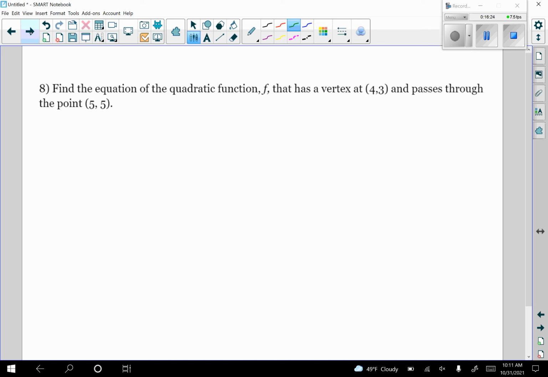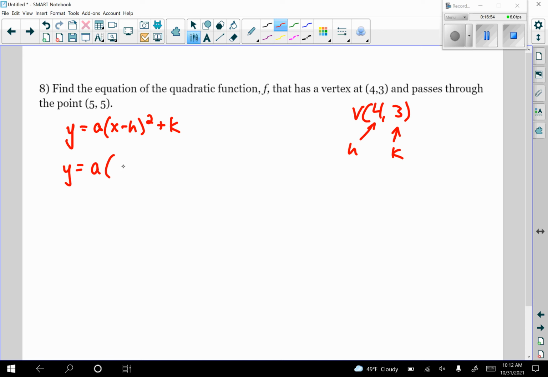All right, number 8, we practiced a question like this in class on Wednesday. We want to find the equation of the quadratic function f that has a vertex at (4, 3) and passes through the point (5, 5). So again, vertex form is going to help us here. This is how we want to end up writing our equation: y equals a times the quantity x minus h squared plus k. Our vertex is (4, 3), so this is h, this is k. So we're going to get y equals a times (x minus 4) squared plus 3.